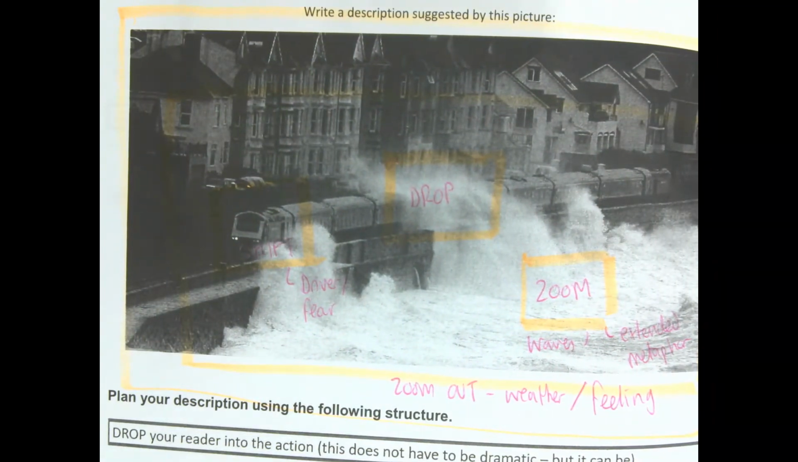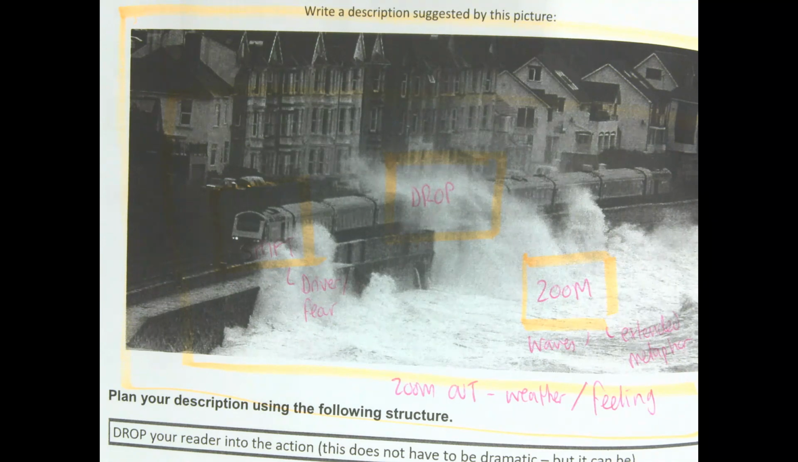But that's just a very quick video showing you how you might use the boxing method to plan out a piece of descriptive writing using drop, shift, zoom in, zoom out and leave. I hope that's been of use.